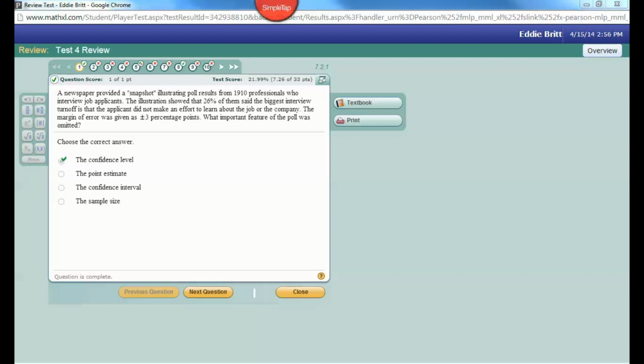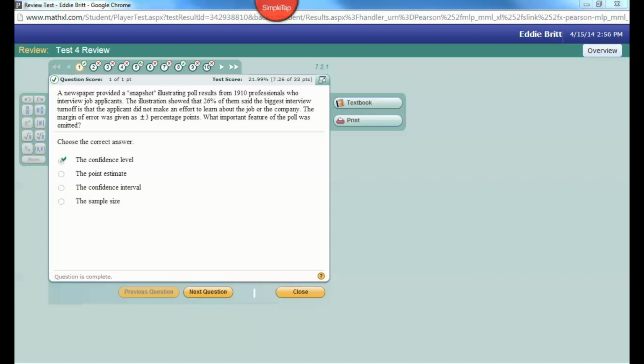Problem number 1. A newspaper provided a snapshot illustrating poll results from 1910 professionals who interviewed job applicants. The illustration showed that 26% of them said the biggest interview turnoff is the applicant did not make an effort to learn about the job or company. The margin of error given was plus or minus 3 percentage points. What important feature of the poll was omitted?